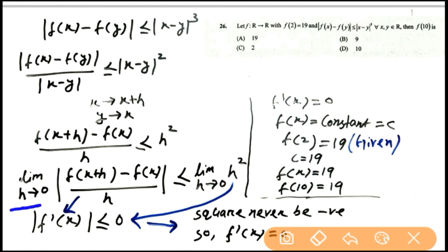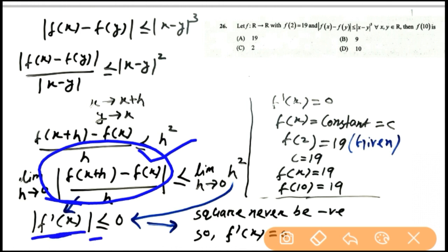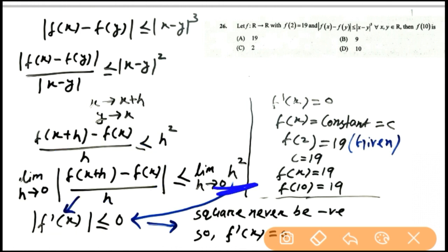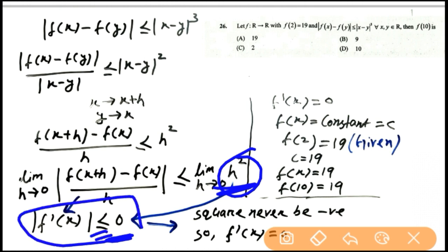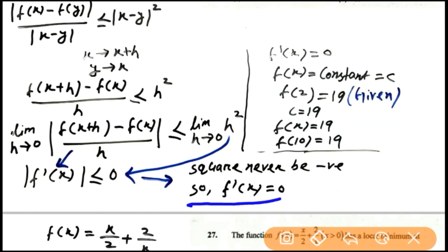Now limit h tends to 0, f of x plus h minus f of x divided by h is less than or equal to limit h tends to 0 of h square. This is a derivative function. So modulus of f dash x is less than or equal to 0. Here h square, and the square of any number cannot be negative. That means this is only equal to 0. So f dash x equal to 0. Only a constant function has derivative 0. So f dash x equal to 0 means f of x equal to a constant.